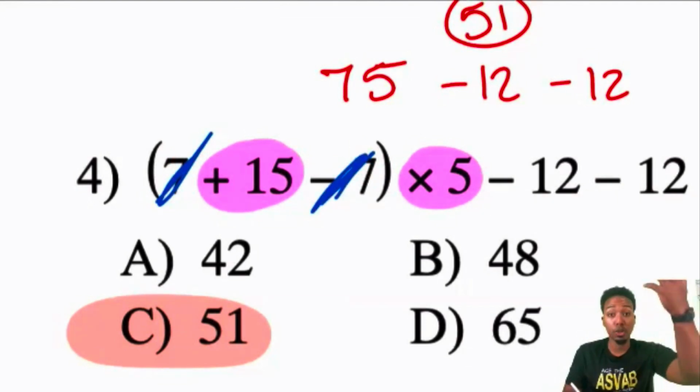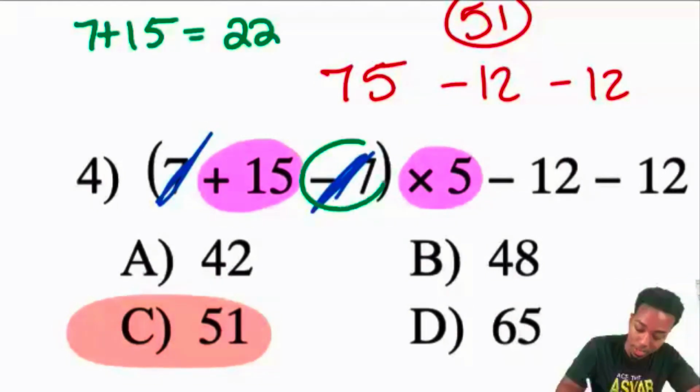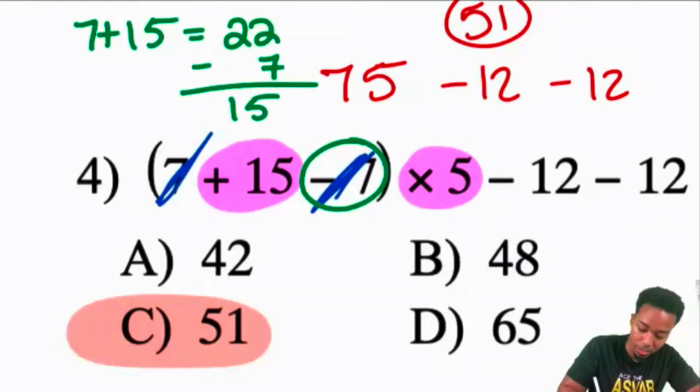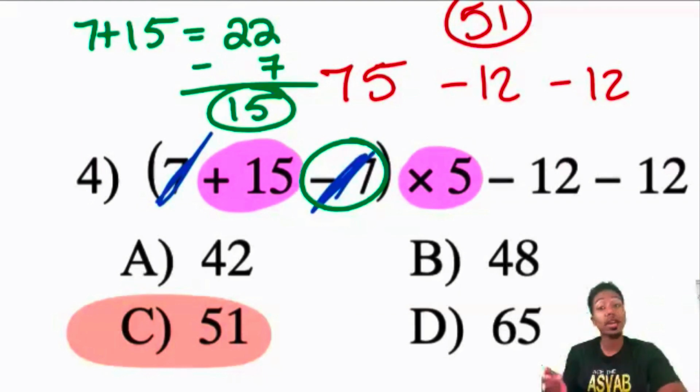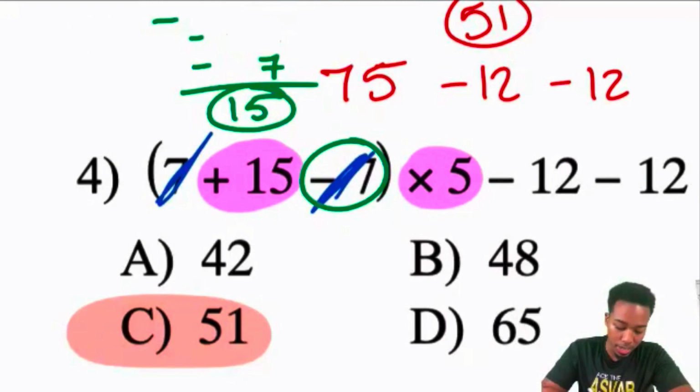You could do it that way. Or also, I'm going to show everybody right now. If I do 7 plus 15, that's 22. Then if I take away that 7, I end up getting 15, right back to it. So either way, it definitely will make sense. You could do it that way if you'd like to, for sure.